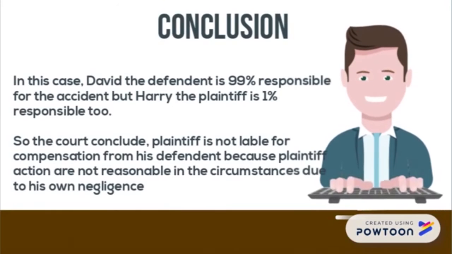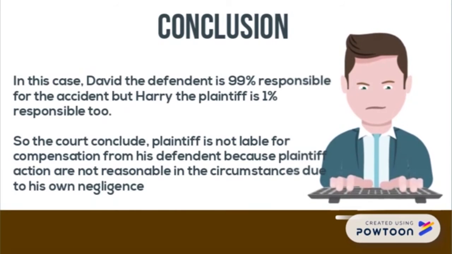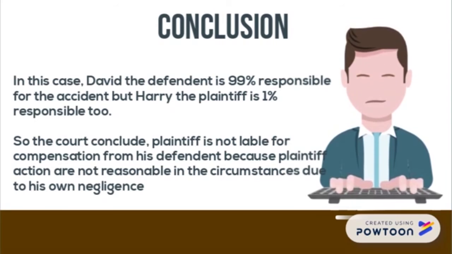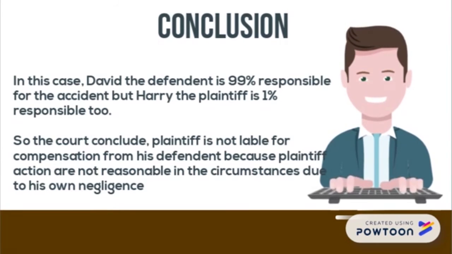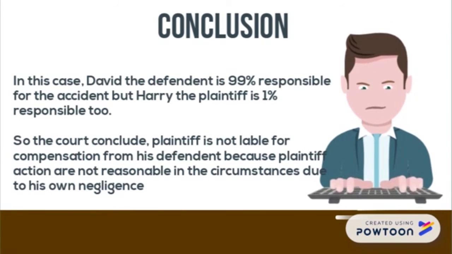Finally, we have concluded in this case that David, the defendant, is 99% responsible for the accident, but Perry, the plaintiff, is 1% responsible too. So, the court concludes that the plaintiff is not entitled to compensation from the defendant because the plaintiff's actions were not reasonable in the circumstances due to his own negligence.